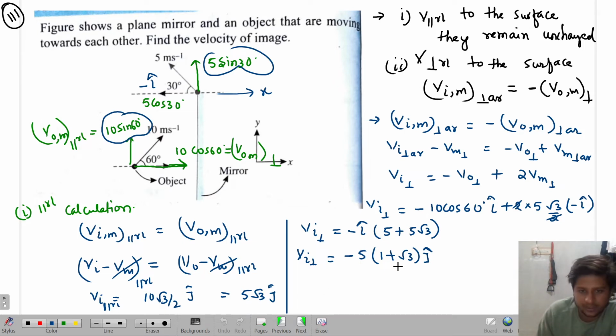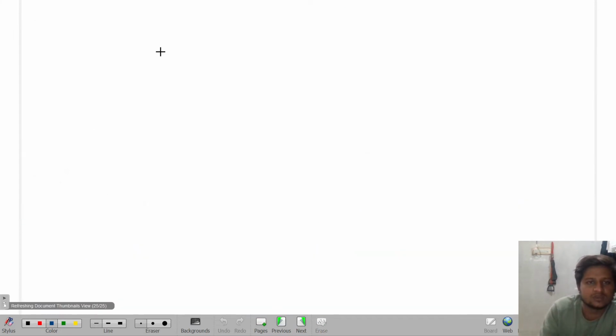Velocity I perpendicular I have got. Now what should be the condition? We know that velocity will be the velocity perpendicular component plus the velocity parallel component. Yes or no? This is the condition or not?